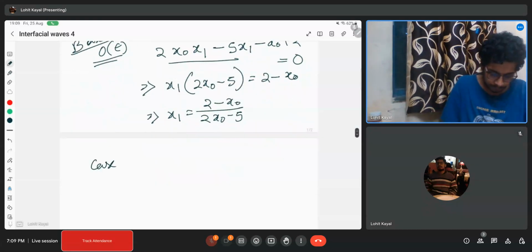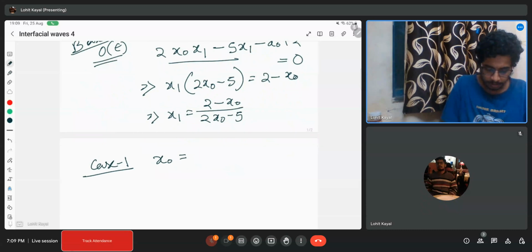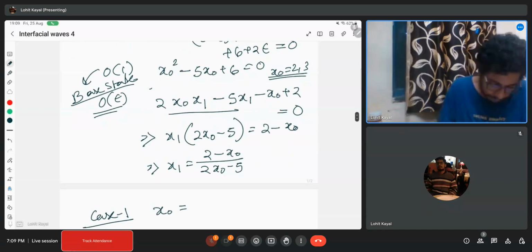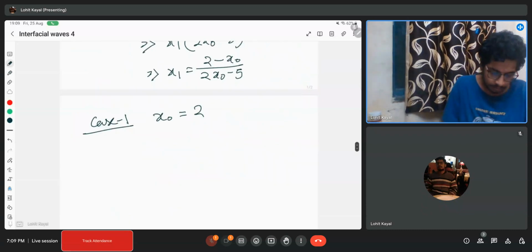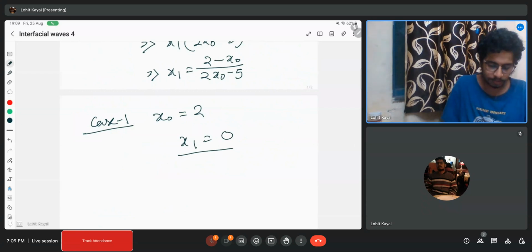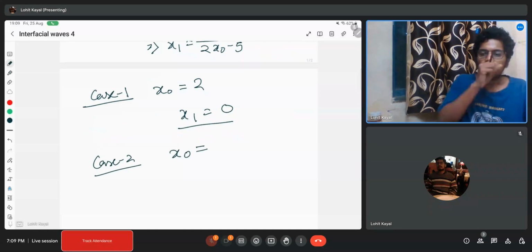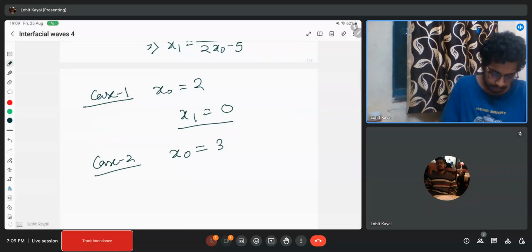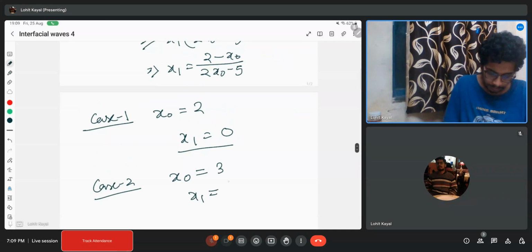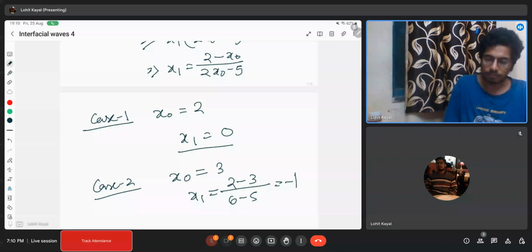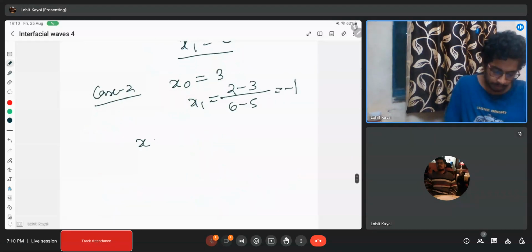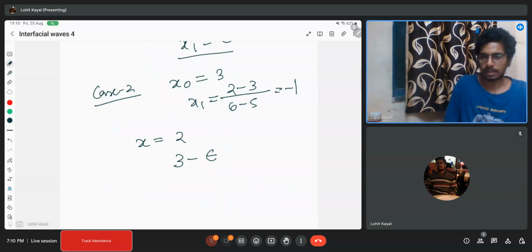Case 1, when your x naught is equal to 2. You can clearly see that x1 is strictly 0. Case 2, x naught equal to 3, and x1 will be (2 minus 3) divided by (2 times 3 minus 5), which is minus 1 over 1, equal to minus 1. So what will be your solution? Your x will be equal to 2 and 3 minus epsilon.